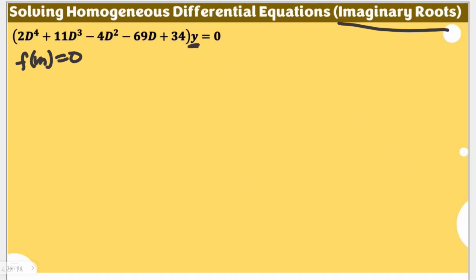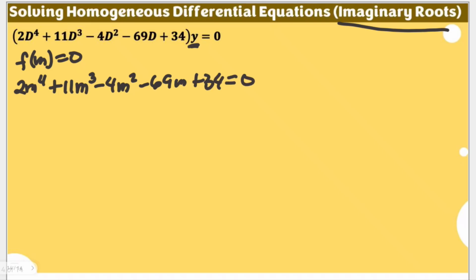In short, you will have here 2m to the power of 4 plus 11m cubed minus 4m squared minus 69m plus 34 is equal to 0. So we have a quartic equation, and there are a lot of possibilities here. Hence, the rational root or rational zero theorem may not be our best option here. So we need just to think of possible numbers that, when substituted here, will resolve this entire equation to 0.